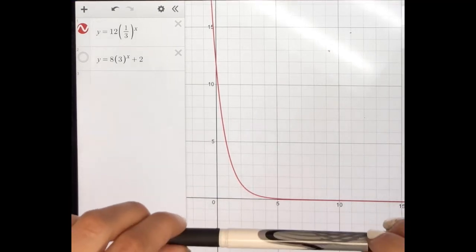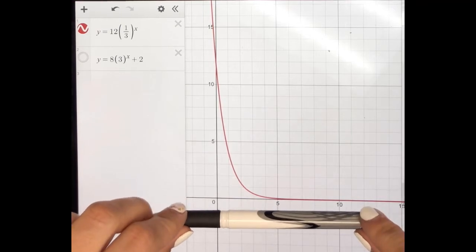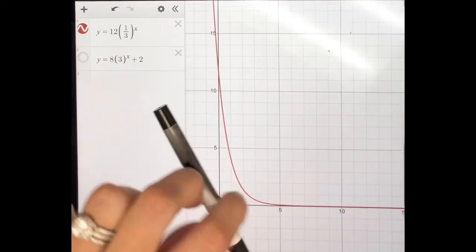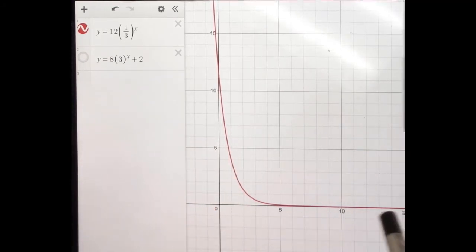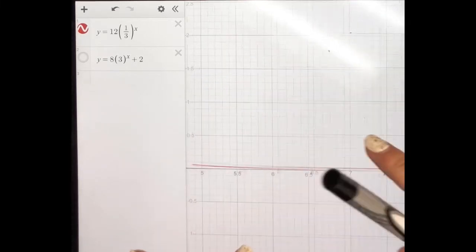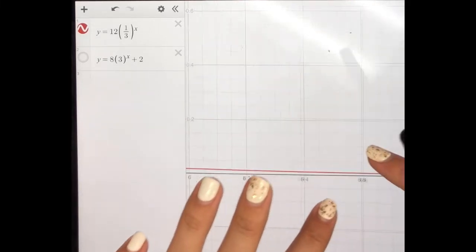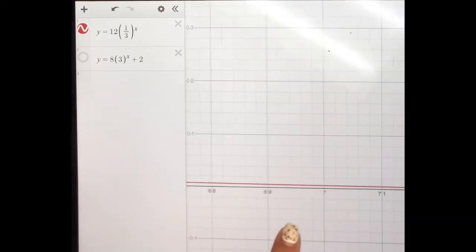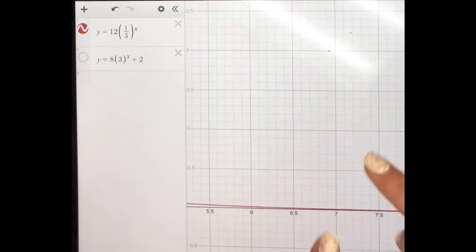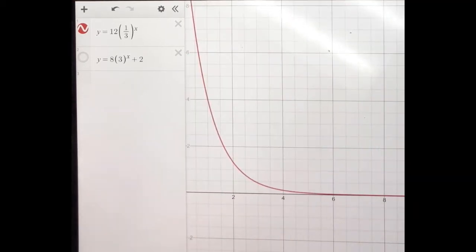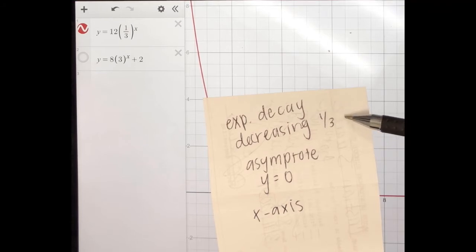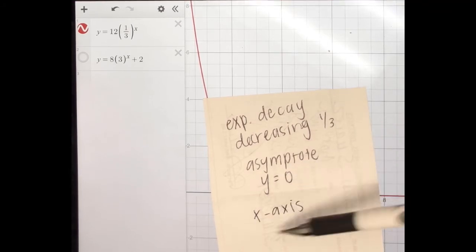Our asymptote's always y equals something. It's going to be that horizontal line where your function gets close to and never touches. Okay, so it's never actually going to touch 0, but it's going to be really, really close, okay? If you keep zooming in, the more you zoom in, the more you can see it never actually touches that line. It just stays really close to it, right? So our asymptote would be y equals 0. It is your x-axis. Your x-axis is your asymptote. So exponential decay, it's decreasing at a rate of 1/3. Asymptote is y equals 0, which is your x-axis.